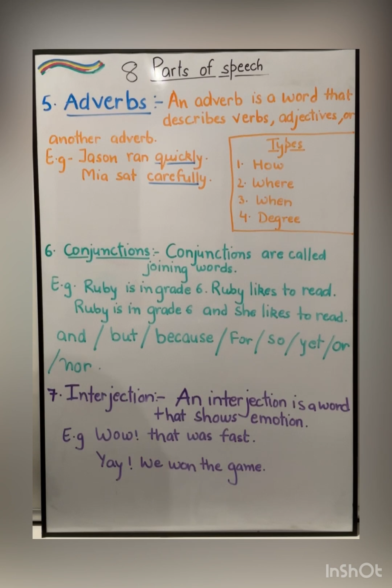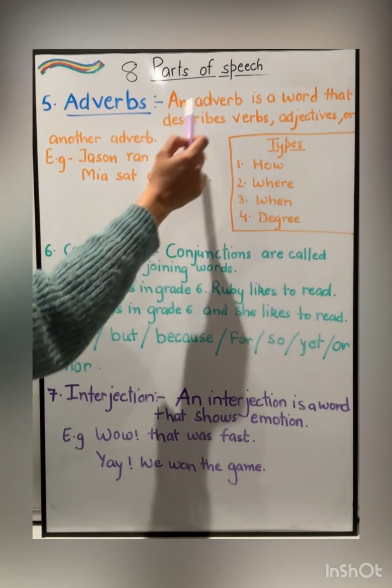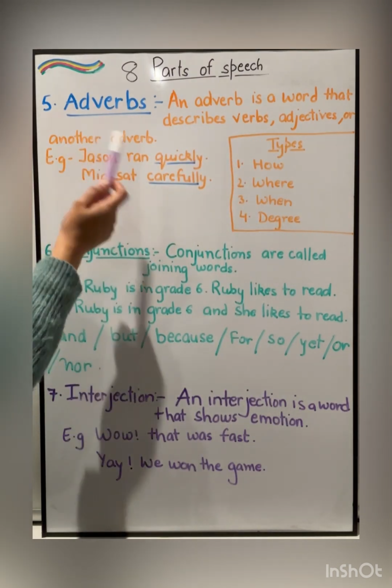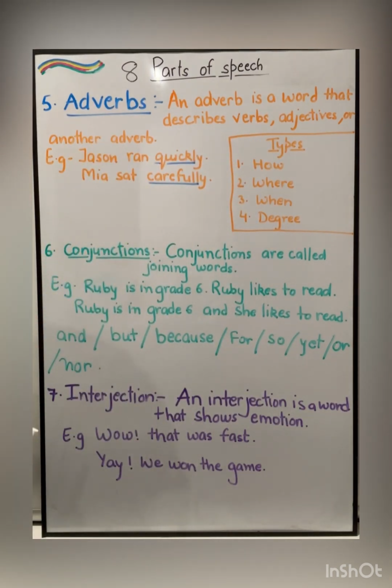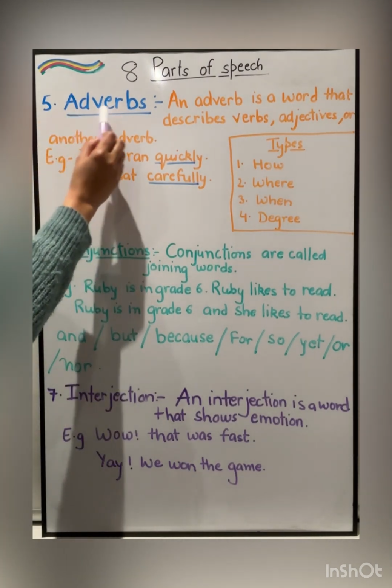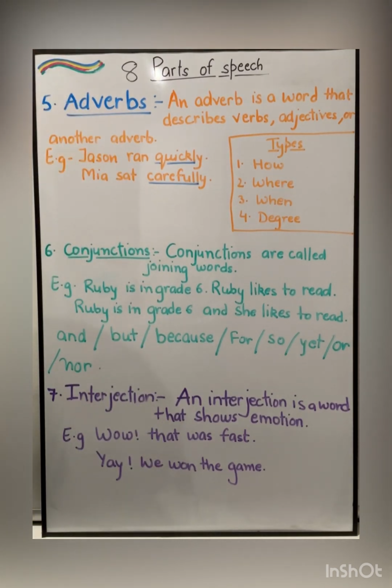After nouns, pronouns, adjectives, and verbs, now we have adverbs, another part of speech. An adverb is a word that describes verbs, adjectives, or another adverb. Sounds complex again, but you can see that the word adverbs comes from the word verbs. What are verbs? Verbs are action words or state of being.